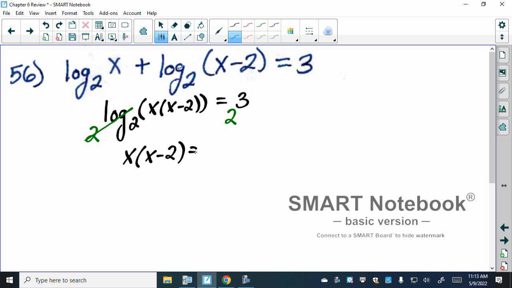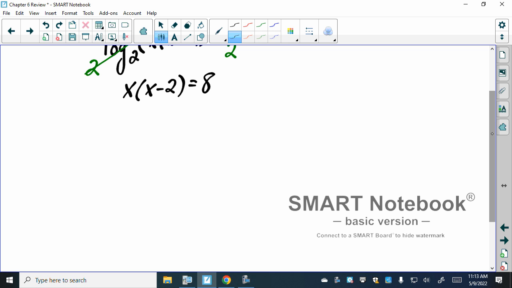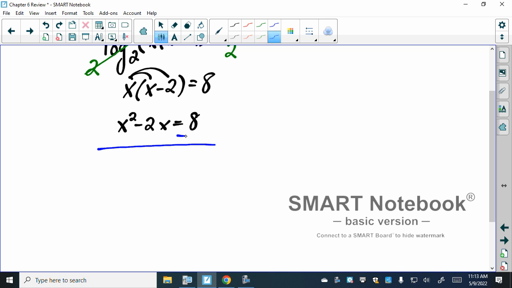Now 2 to the 3rd, will that simplify easily or nicely? 8, it will. On the left-hand side, we do need to simplify this, so we can distribute the x. X times x is x squared, minus 2x is equal to 8. Since we do have a quadratic, we do need to get this equal to 0. We can subtract 8 from both sides, telling me that x squared minus 2x minus 8 is equal to 0.